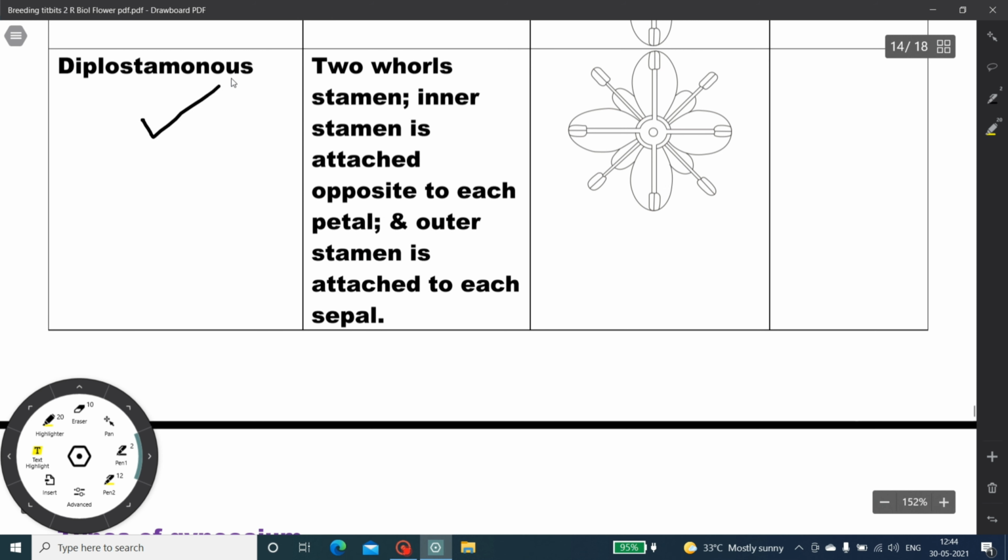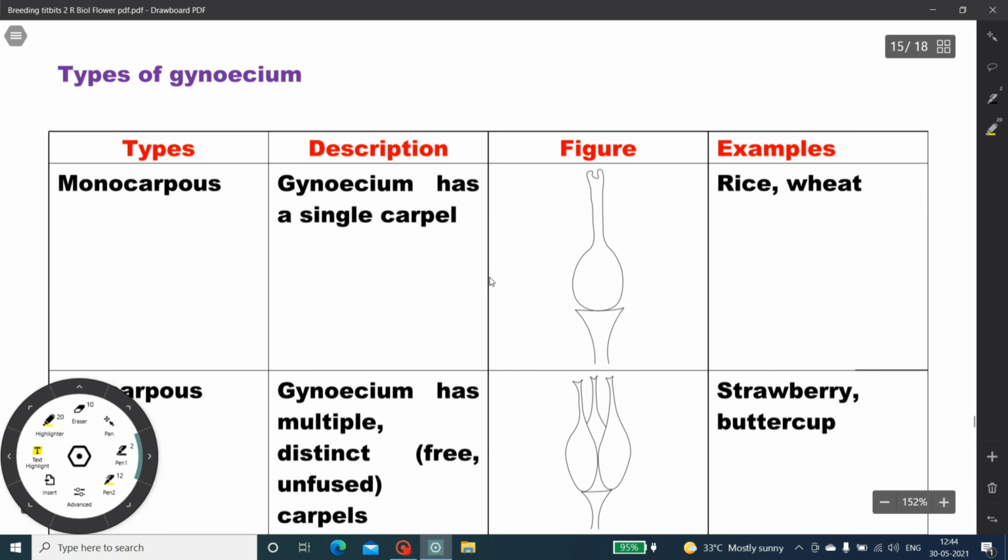And diplostemonous: there are two whorls of stamens. This is the first whorl, the inner whorl, and this is the second whorl. The inner stamen is attached opposite to each petal, and the outer stamen is attached opposite to each sepal. Now we look at the different types of gynoecium that are present in the flowers. First one is monocarpous gynoecium.